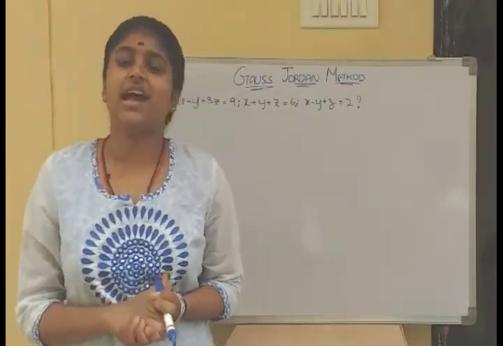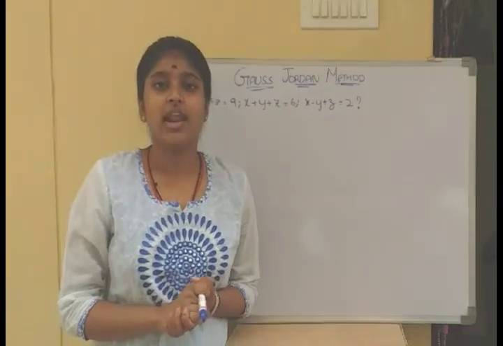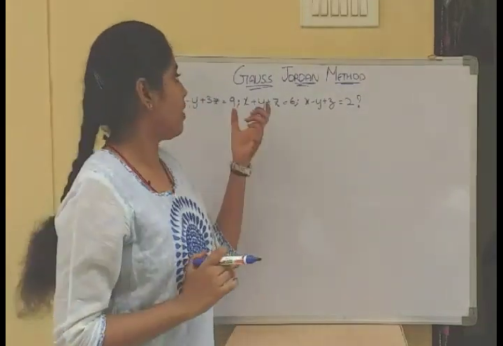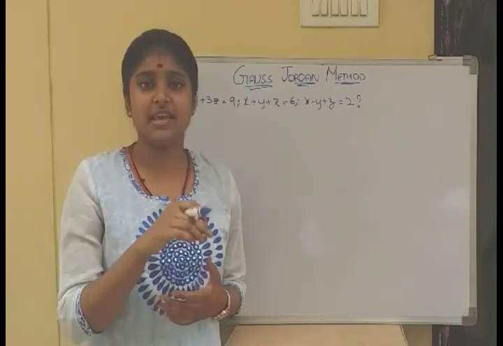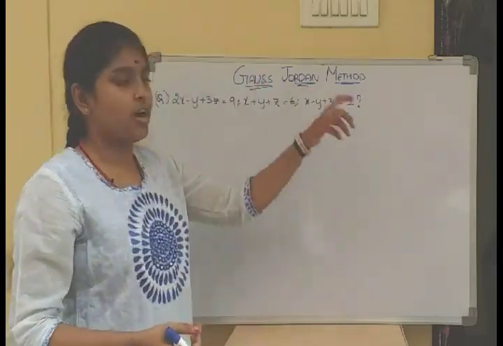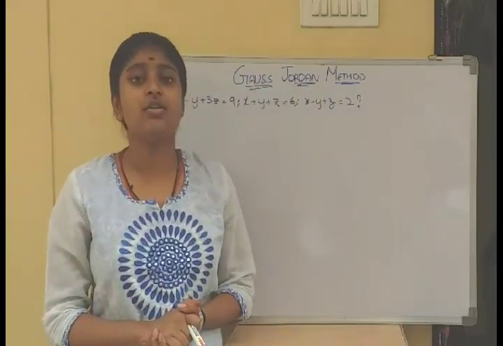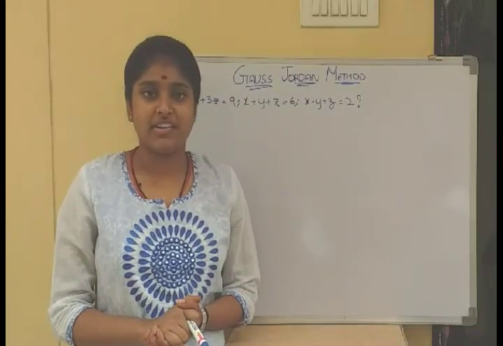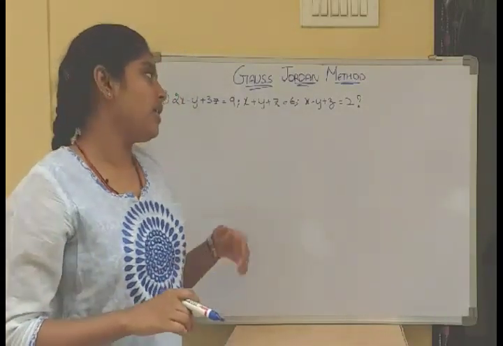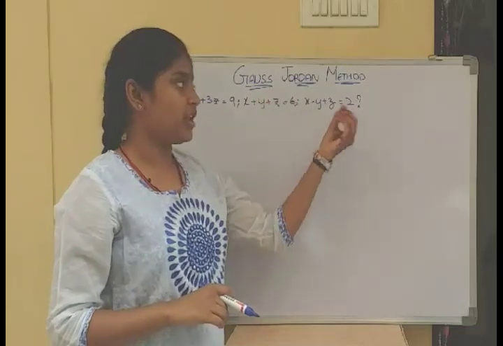As we are done with Cramer's rule in the last lecture, now we are going to do the Gauss-Jordan method. I am taking the same equations to solve with the Gauss-Jordan method, and today we will also find the matrix inverse method. Now getting into the Gauss-Jordan method.